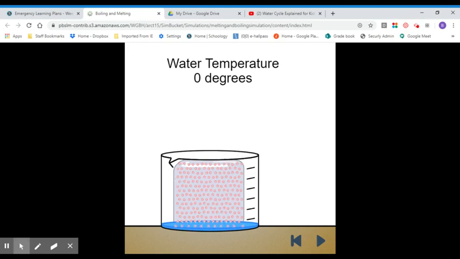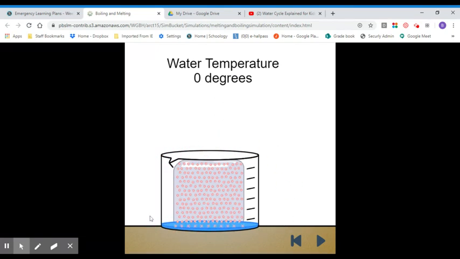This video is about how heat affects the states of water. Without heat, water could not go from a solid, what we call ice, to a liquid, what we call water, to a gas, what we call water vapor. In this picture, you see solid water or ice in the beaker.